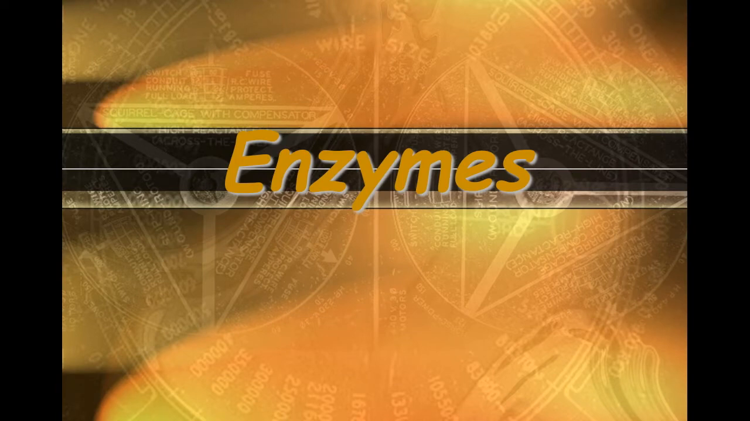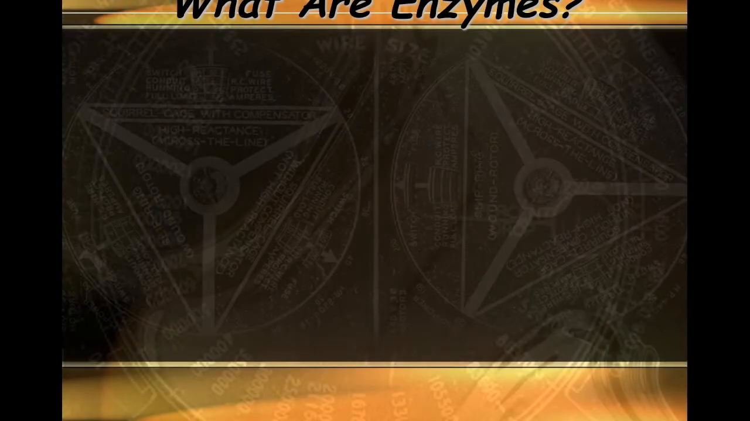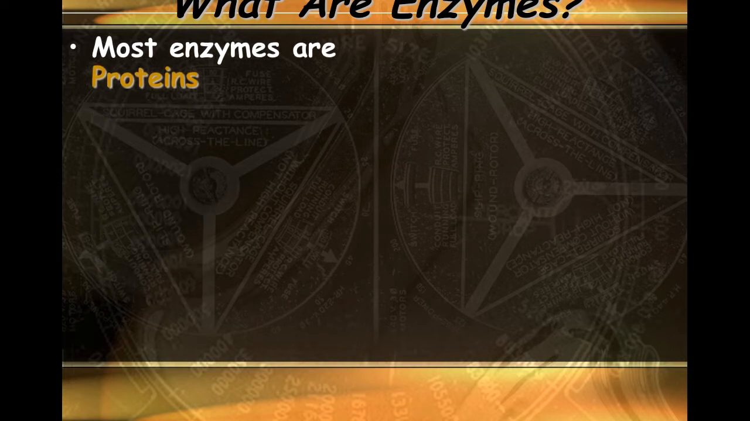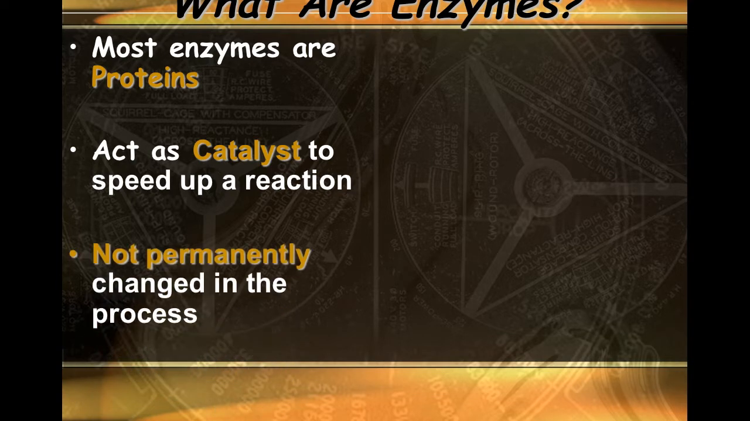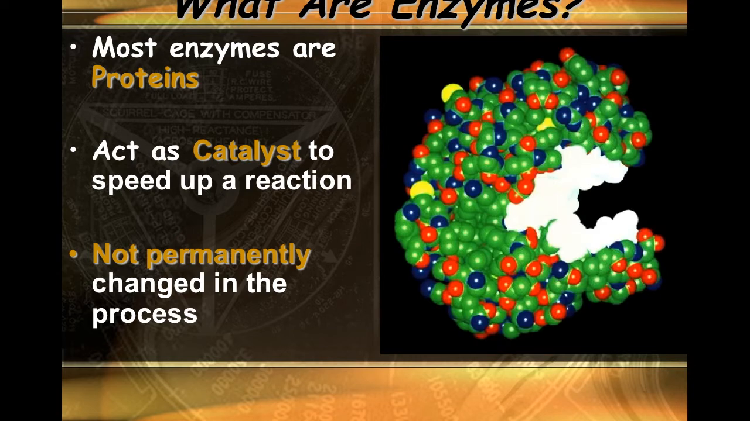Alright guys, we're going to go over enzymes today. So what are enzymes? Enzymes are mostly proteins. They act as catalysts to speed up a reaction, and are not permanently changed in the process. And then here we have an example of an enzyme.